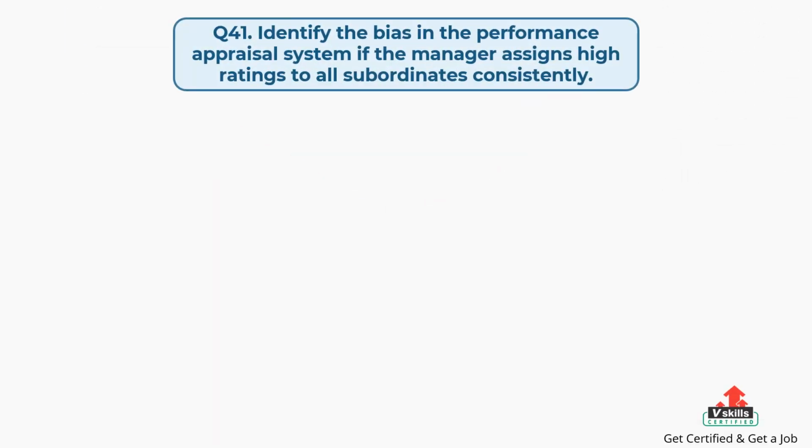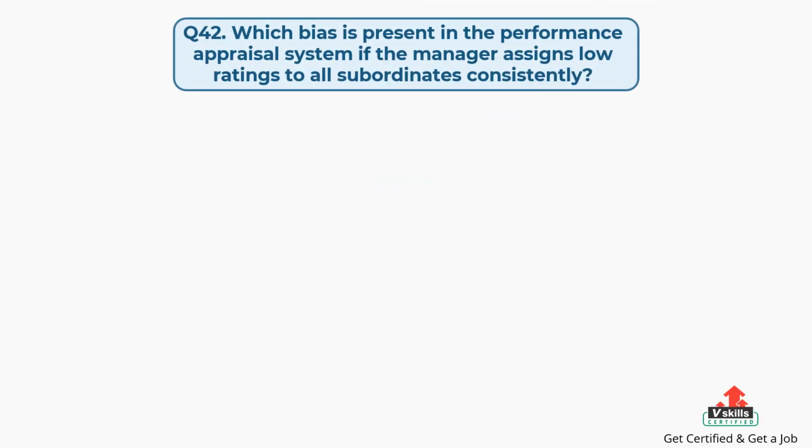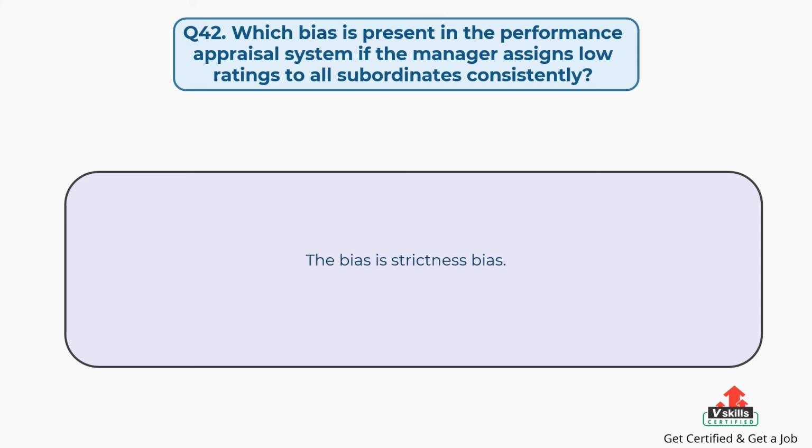Question number 41. Identify the bias in the performance appraisal system if the manager assigns high ratings to all subordinates consistently. The answer is, this phenomenon is called as leniency bias. Question number 42. Which bias is present in the performance appraisal system if the manager assigns low ratings to all subordinates consistently? The answer is, the bias is strictness bias.